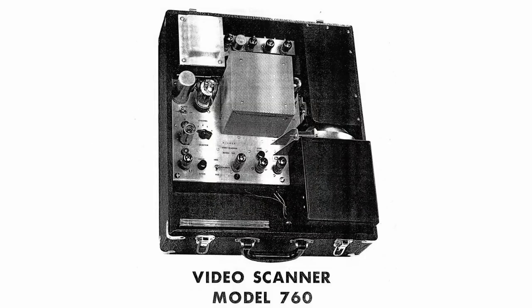Lab Guy here. Today we're going to look at the 1957 Hickok 760 video scanner. This is a special kind of television camera that produced a test signal which was used by television repairmen in their repair shops in the 50s and 60s. It's all vacuum tubes, draws a lot of power, weighs 40 pounds.